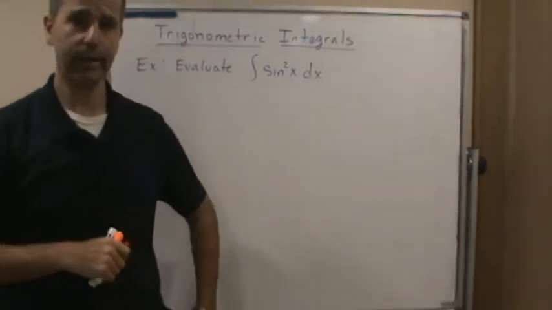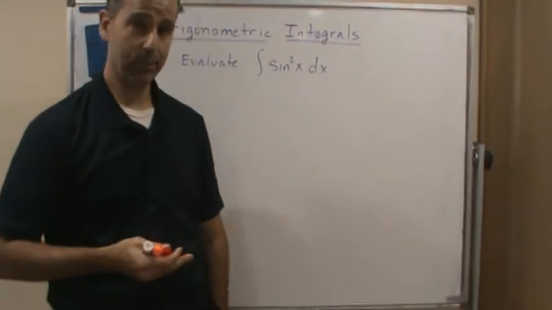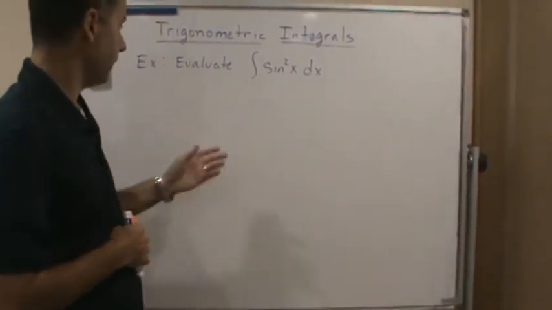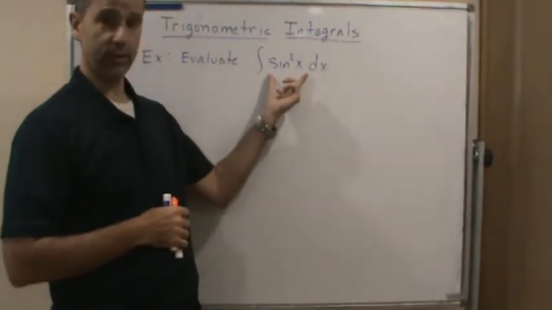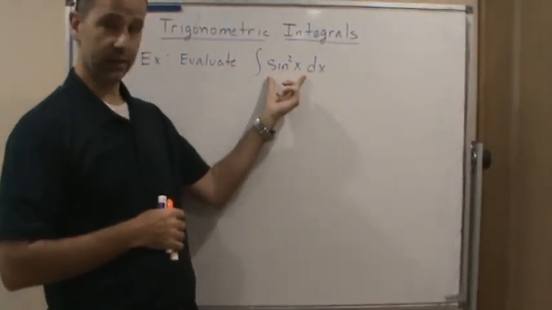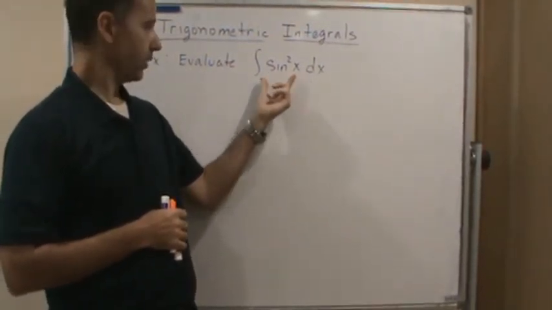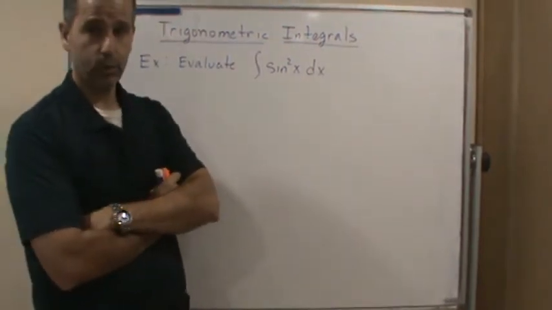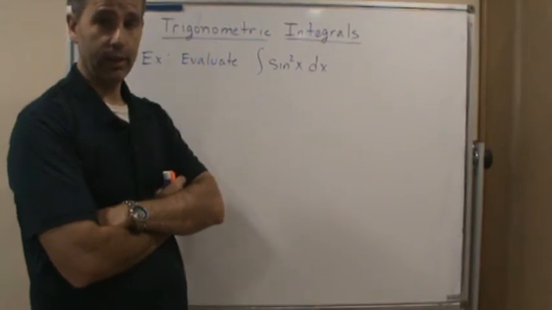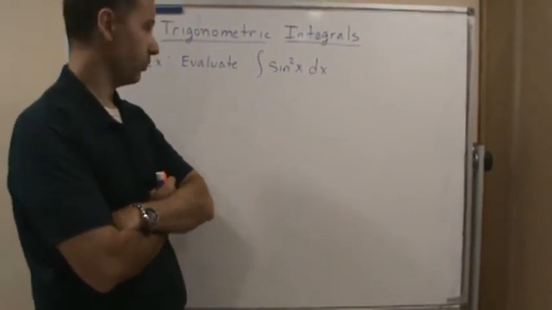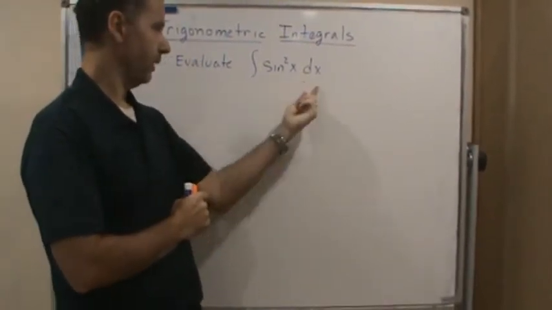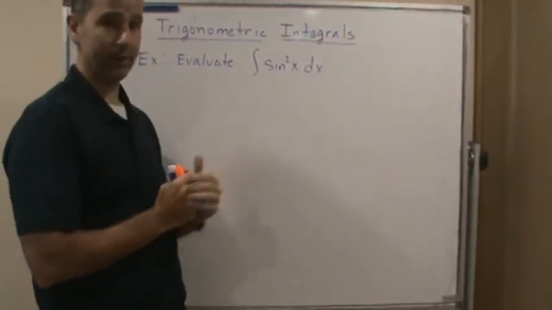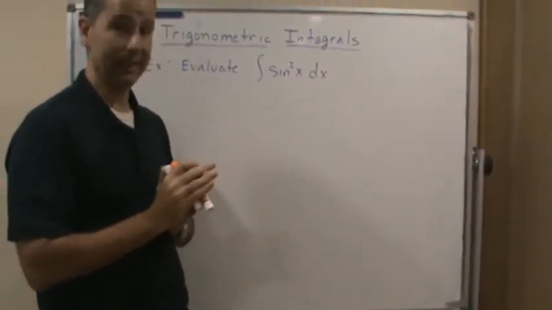Okay, so welcome back. So now we're going to do an example where we have an even power of sine. In this case we want to evaluate this integral, and it's just sine squared x dx, or sine squared x. So in this case we're not going to be able to use the Pythagorean identity because we're not going to be able to do a u substitution, and we can't integrate this directly because we just don't know what it is.